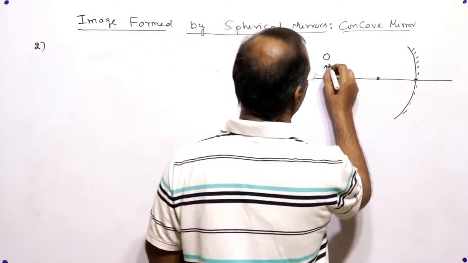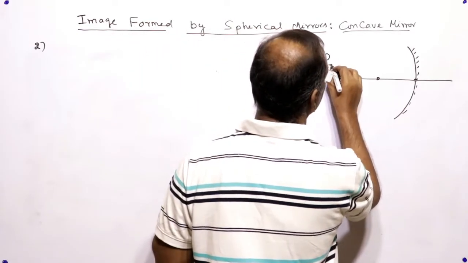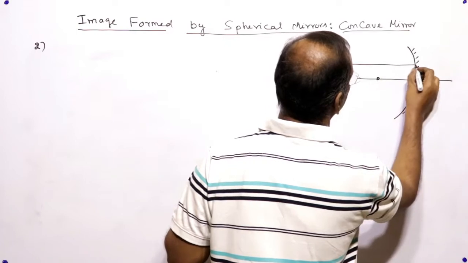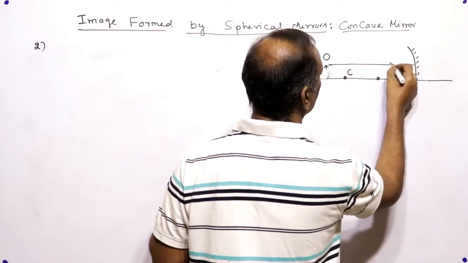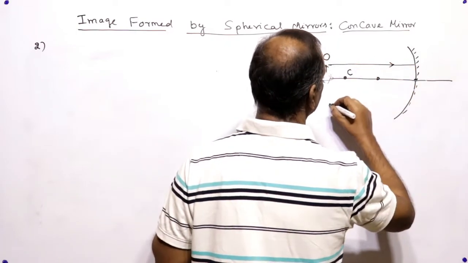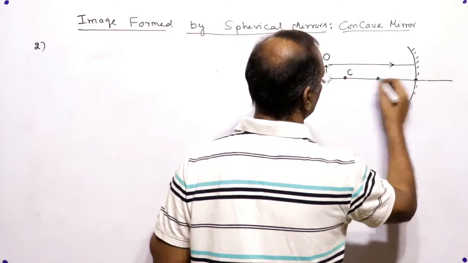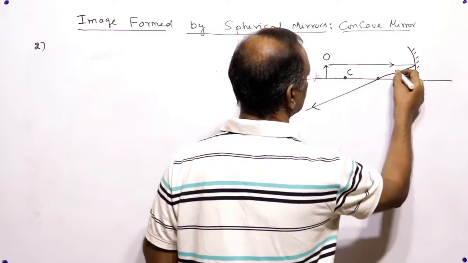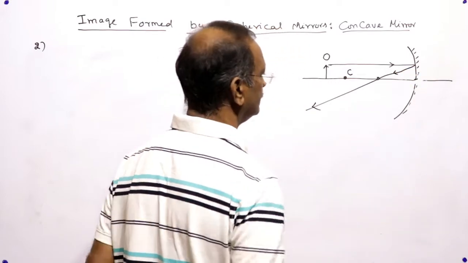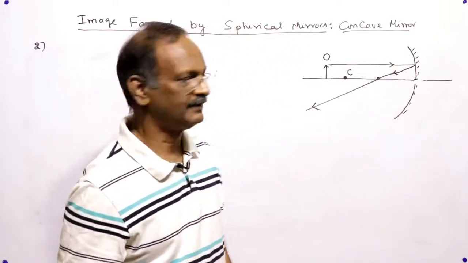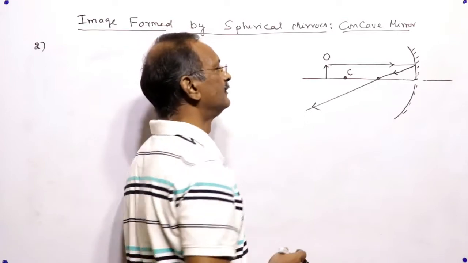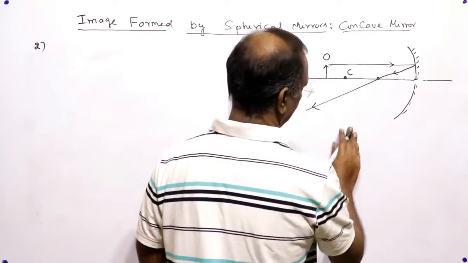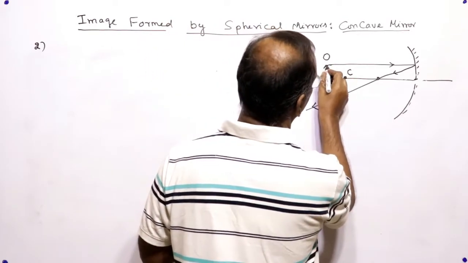So now we'll take one ray which is parallel to the principal axis. When it goes parallel to the principal axis, after reflection it will go through the focus. Sorry, it is not a straight line, it's supposed to be a straight line. And another ray, if we take, which is passing through the focus.